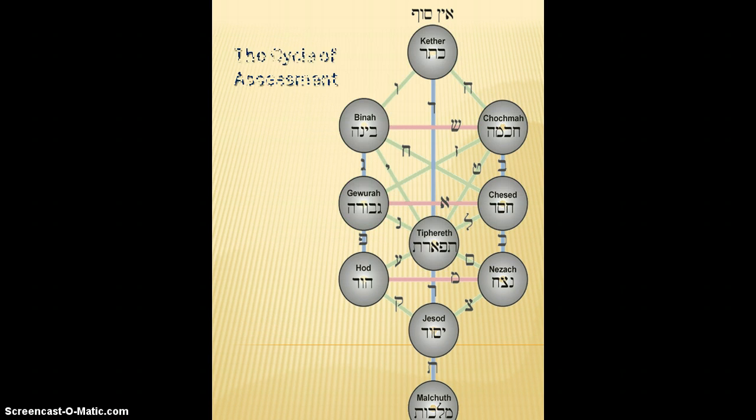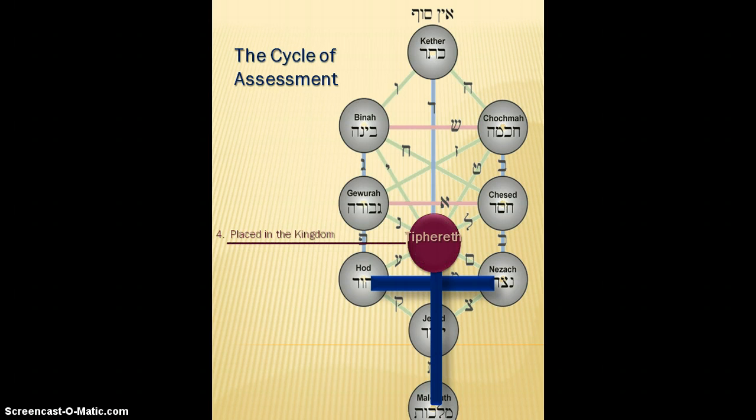The next part of the cycle is called the cycle of assessment. It encompasses the lower part of the tree. It starts off also with the new idea now being placed into the kingdom. But after it's been placed, we must assess what it is and whether or not it's good or not good.